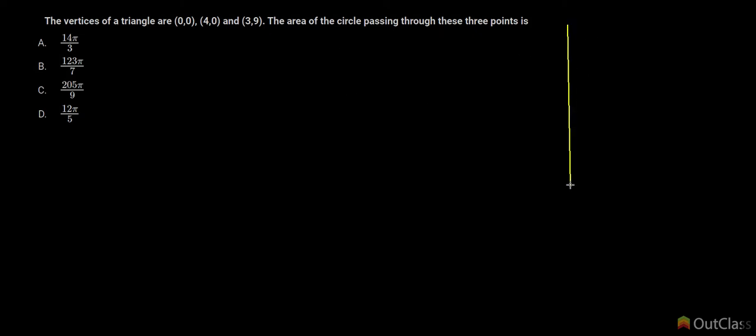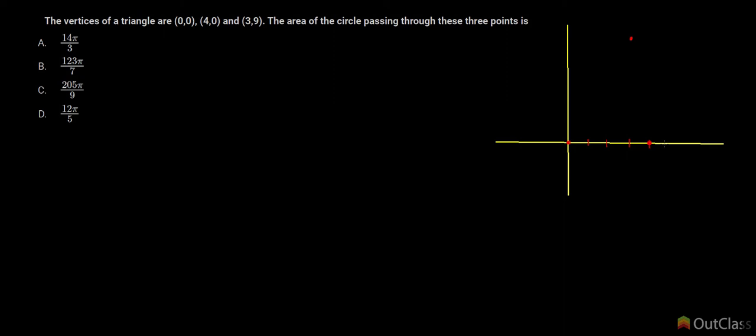So we have 0, 0, 4, 0, and 3, 9 as the vertices. As far as finding the circumcenter from the coordinates of the vertices go, this is a somewhat easy example because of the origin as well as the fact that one of the sides is horizontal. That makes our job somewhat easy.